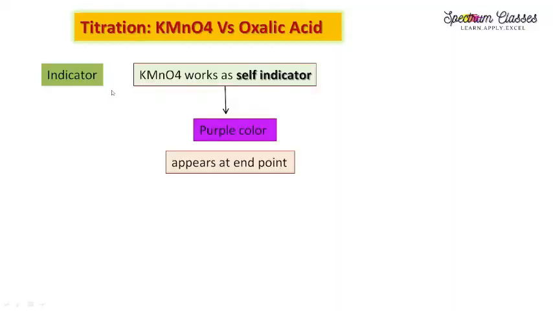The indicator we are using in this titration: this is a redox titration. There are 3 different types of indicators used in redox titrations, and one of them is a self indicator. So here KMnO4 works as a self indicator. That is why we are not using any additional indicator in this reaction, and at the end point the purple color of the KMnO4 appears. That is how we come to know that the end point is reached.